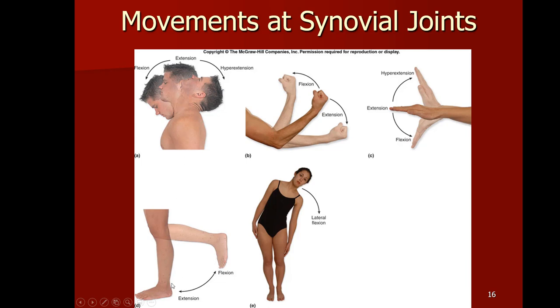So let's do the knee. Decreasing the angle here, this would be flexion. Increasing the angle, that's extension. Lateral flexion we talked about, this could be the trunk or the head. Then the wrist, we have flexion because you're decreasing this angle, extension coming back up this way. Then beyond the anatomical position would be hyperextension.